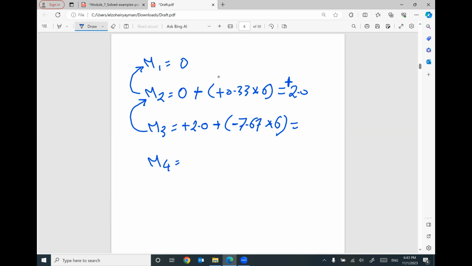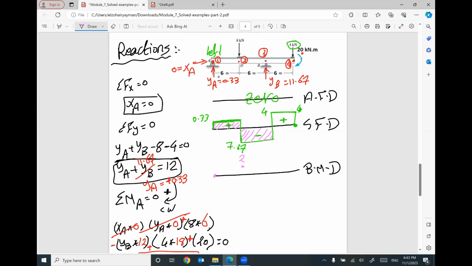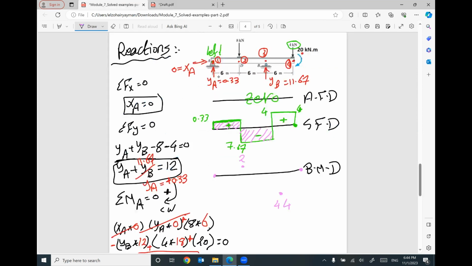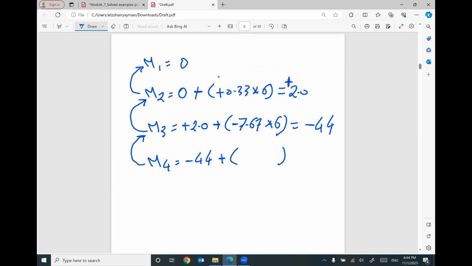So your value, I think, will be negative 44. So we have a value here, negative 44. What is the value at the end? M4 equals the previous value, M3, negative 44, plus the area of the shear force diagram between 3 and 4. Between 3 and 4, we have this rectangle, which is positive 4 times 6. So your value will be negative 20.